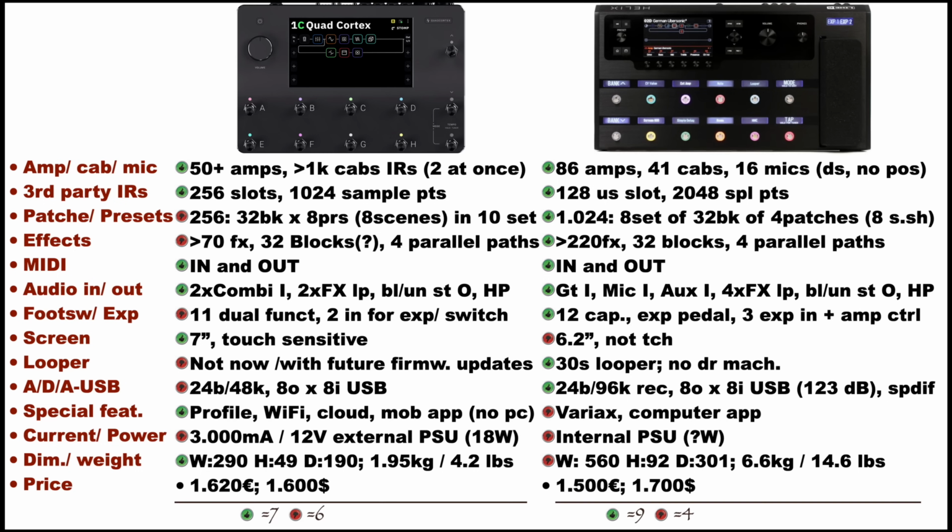But obviously this is just a technical comparison, without considering that each feature could have a different importance for you. And so, for instance, you can consider the Quad Cortex better just because it has the 2 combo inputs or the profiling capabilities, or the Helix better for its computer app or for its 4 effects loops. But if you just algebraically sum the features, according to my comparison chart, the Helix is slightly better. Let's now hear some more sounds.